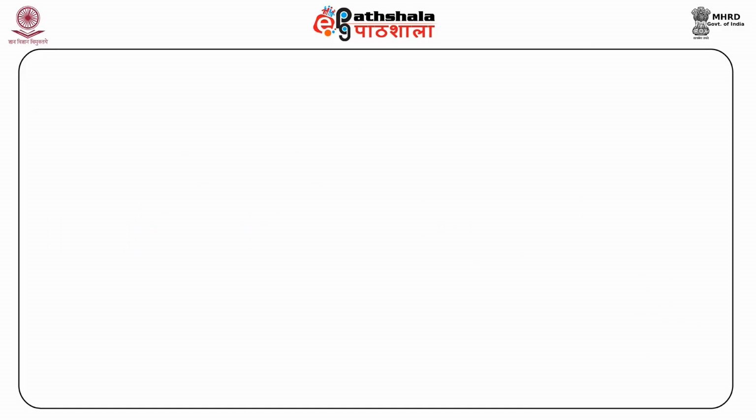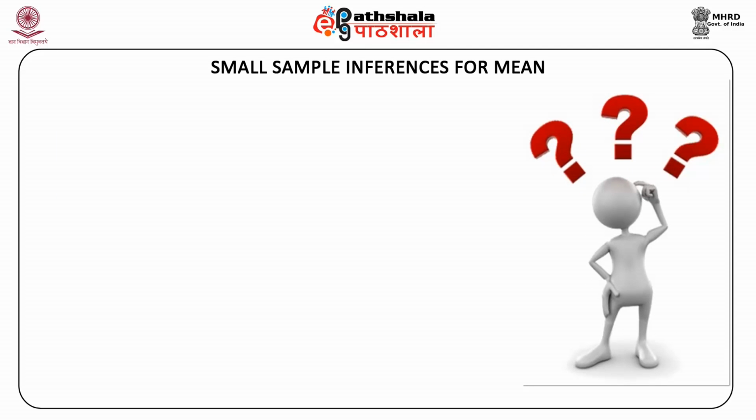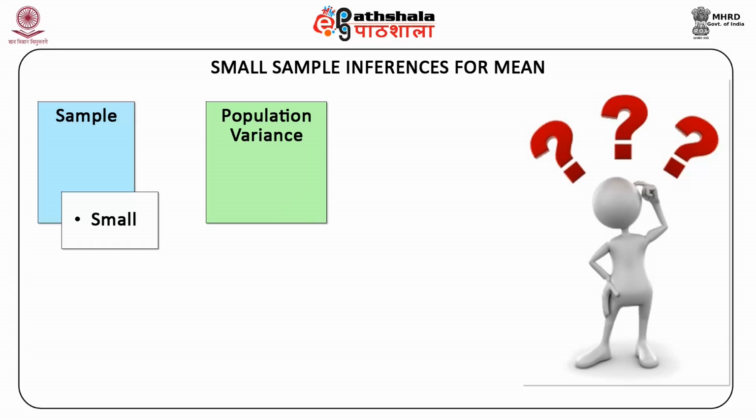Next, we will discuss small sample inferences for mean. When the sample is small and population variance is unknown, then the Z test is no longer applicable. If the population is normally distributed and population variance is estimated by sample variance, then the standardized variable will have a t distribution. The t distribution is symmetric and centered at 0 but more spread out than the z distribution.